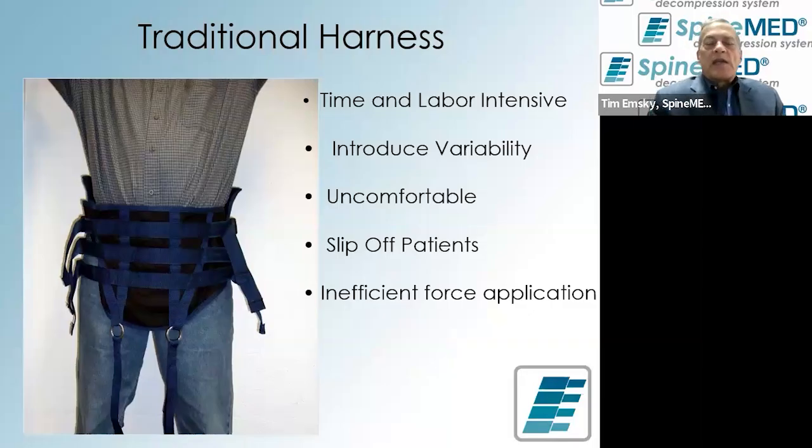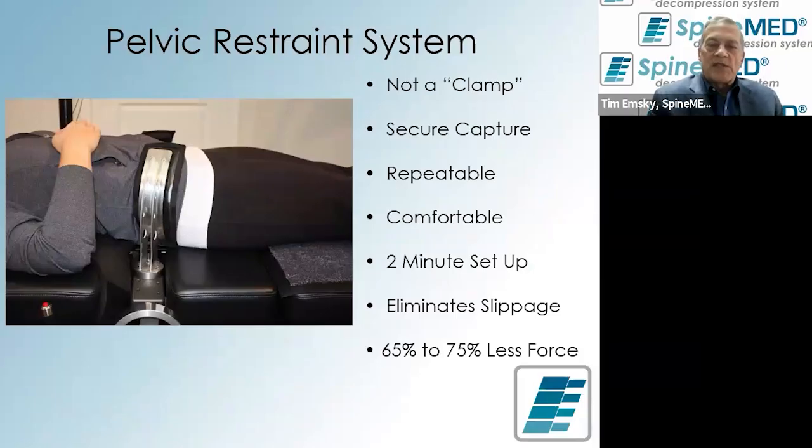And what we found is that one of the most limiting factors, not only in clinical time, but in patient experience and the application of force, was the use of conventional nylon harnesses that are used on traction devices. They introduce a significant amount of variability. They're very uncomfortable for patients. They slip off, especially on males, because we don't have pronounced hips. And the application of force is incredibly inefficient in that the distribution of energy has to go through a very elaborate system. And so in our development of SpineMED, we came up with, and this was actually our second idea, capturing the skeletal structure directly.